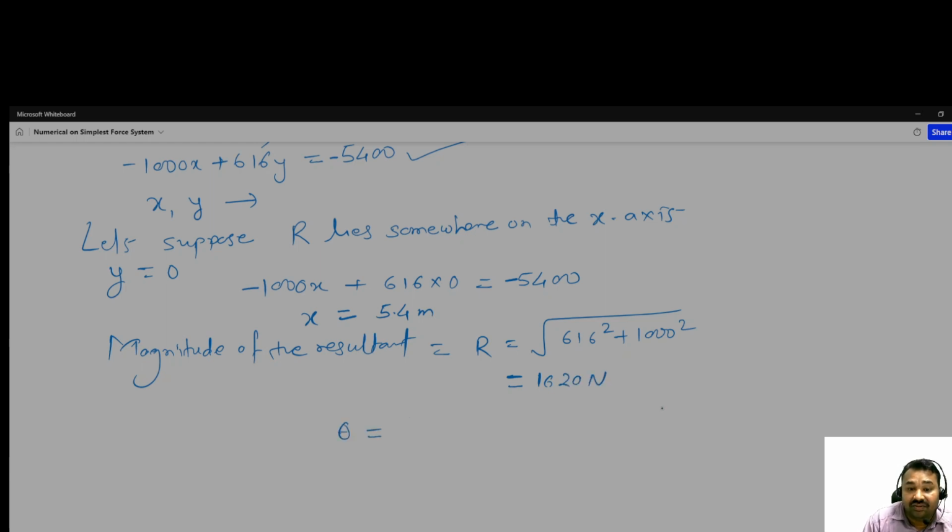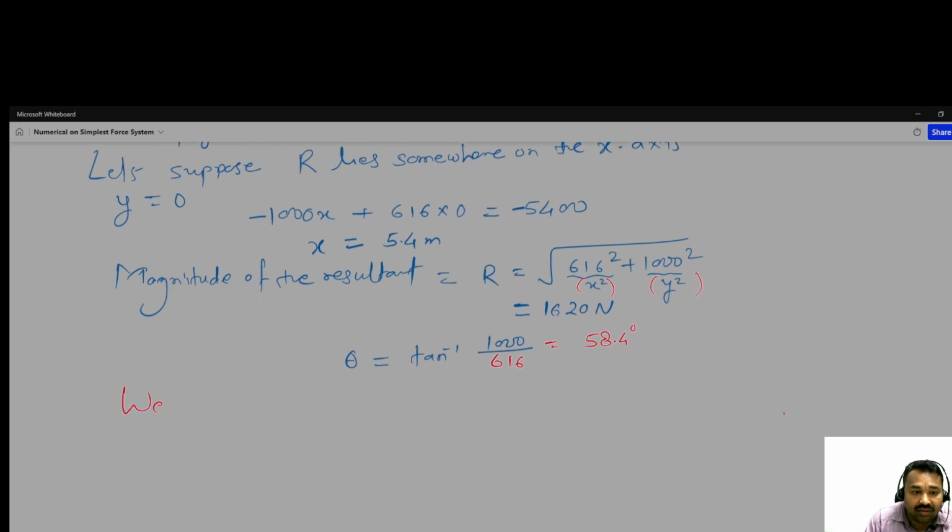So theta is equal to tan inverse, and this is the x component. Okay, so 1000 divided by, sorry, this is the y component, this is the x component. Here it is x square, here it is y square. Okay, so let's take x here. So x here is 616. So what we get here? 58.40.